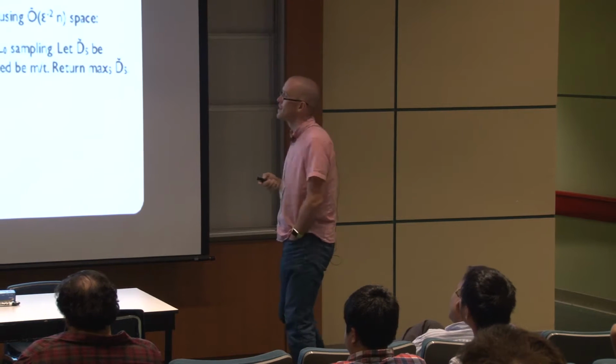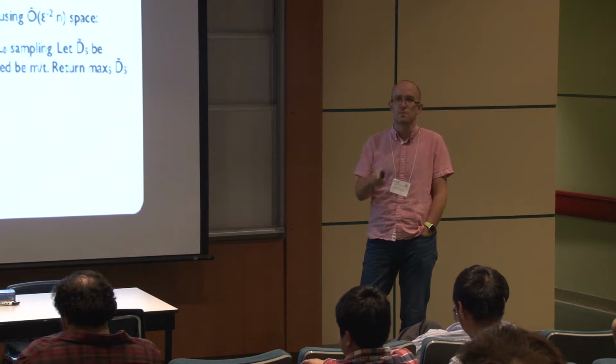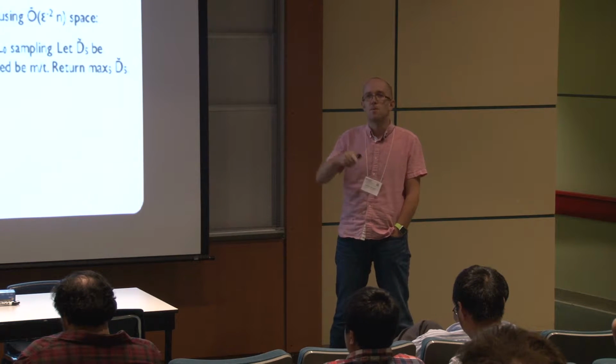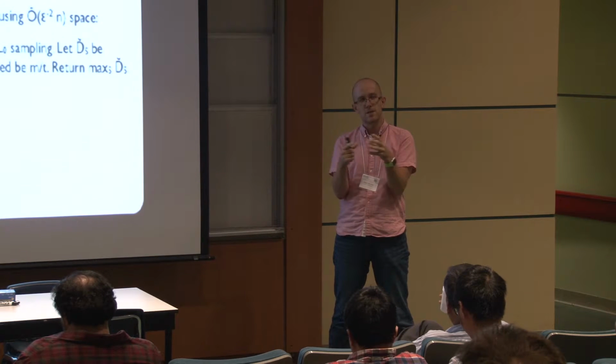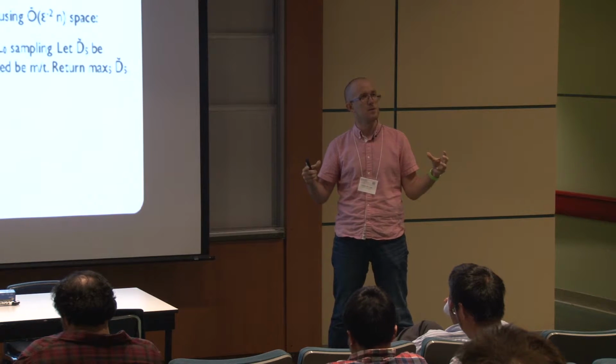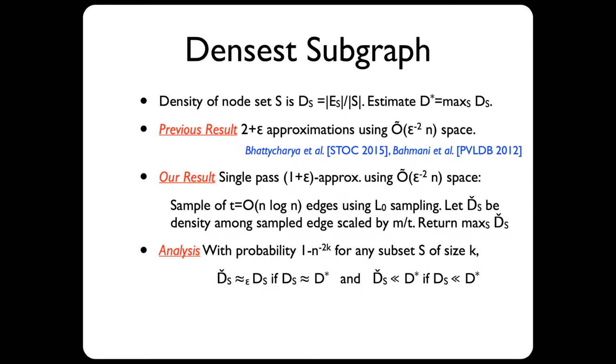But you need to be slightly careful, just because normally when you apply union bounds, you apply union bounds over a polynomial number of things. When you're talking about applying a union bound over subgraphs, unfortunately there's an exponential number of subgraphs you need to analyze. But everything works out nicely.